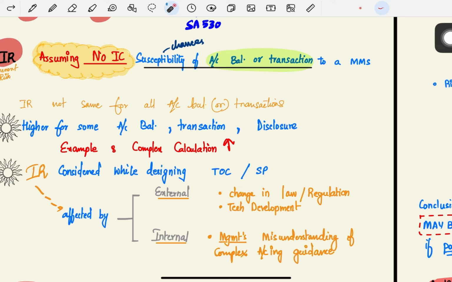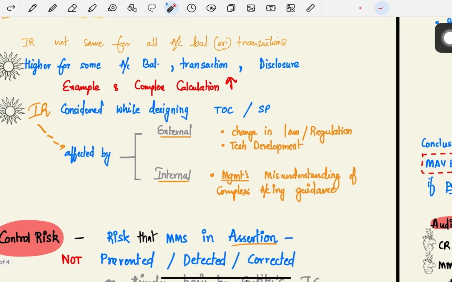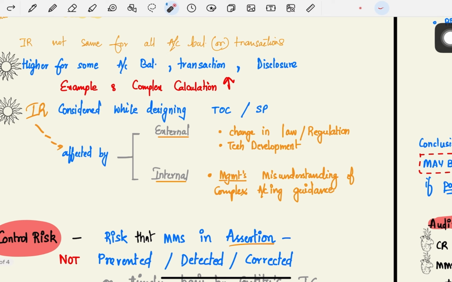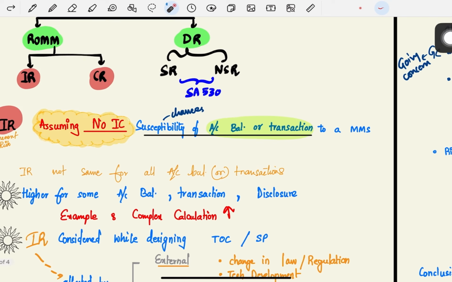So inherent risk is always considered when you are designing tests of controls or substantive procedures, and it is affected by both external factors and internal factors. External factors are like change in law and regulation, or technical development, and internal factors are like management's misunderstanding of complex accounting procedures or guidance. So we have completed inherent risk, the first component of risk of material misstatement.